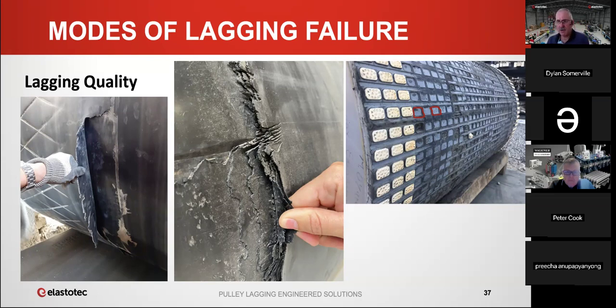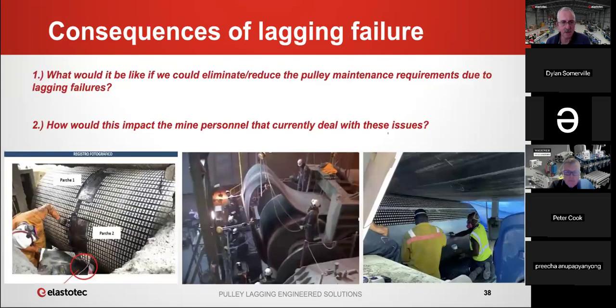For any of you that are involved in maintenance, I would just like you to think about a couple of these two things. What would it be like if we could eliminate or reduce maintenance requirements due to lagging failures? So imagine you've got your pulley, you're able to put it on the conveyor. Basically, the lagging operates until the bearings have reached the end of their service life and the pulley needs to be pulled out for a complete refurb. How would that impact people responsible for operations at mine sites?